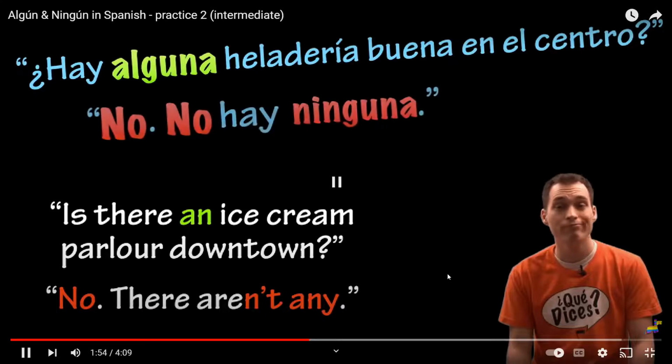Why did he put buena in it? Yeah, it's not in the English. I don't know why he put that in there. Buena just means good. A good one. Is there some good one? Okay. No hay ninguna, and there isn't any. Ninguna has to be feminine because it's talking about heladería, a store where they sell ice cream goodies. No hay ninguna, there's none.